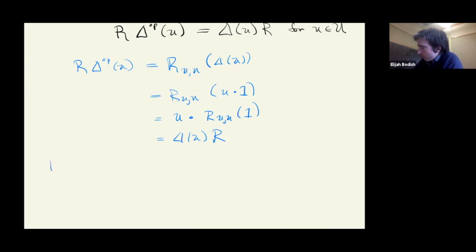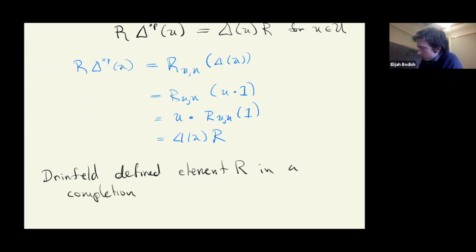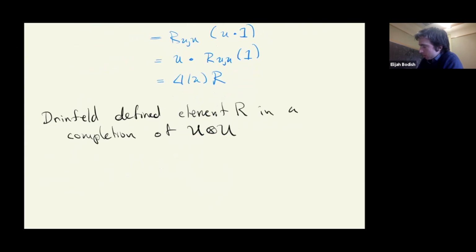The backstory is that Drinfeld defined an element R in a completion of U tensor U. So it's not an actual element of U tensor U, it's in some completion.